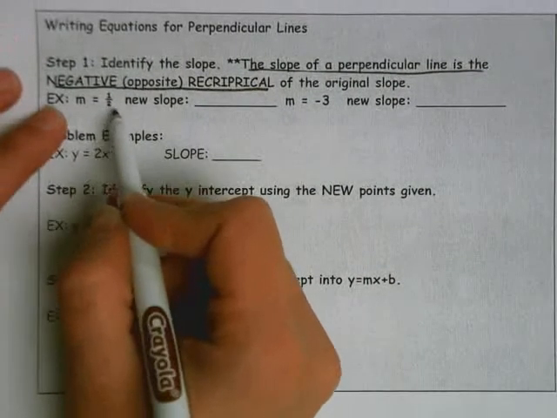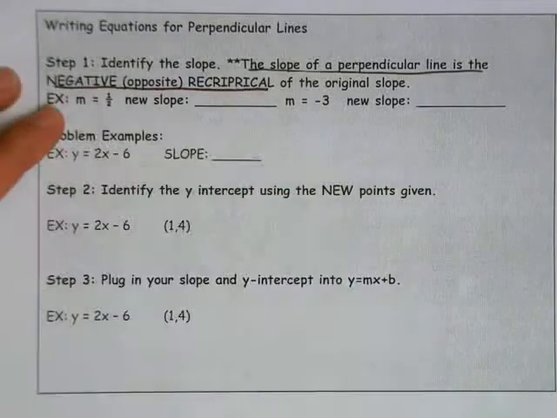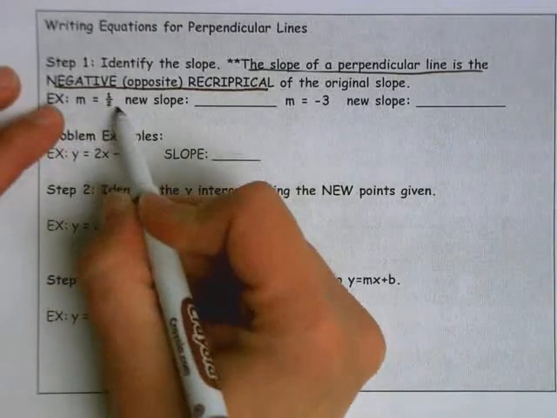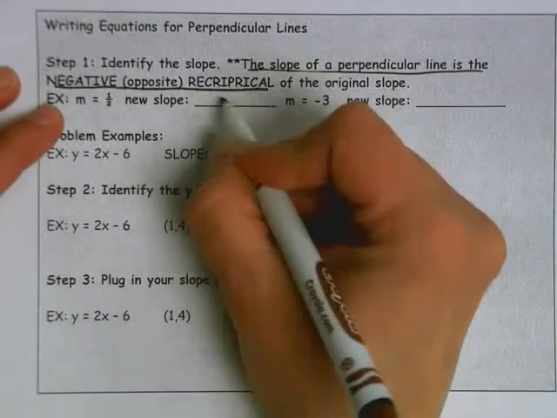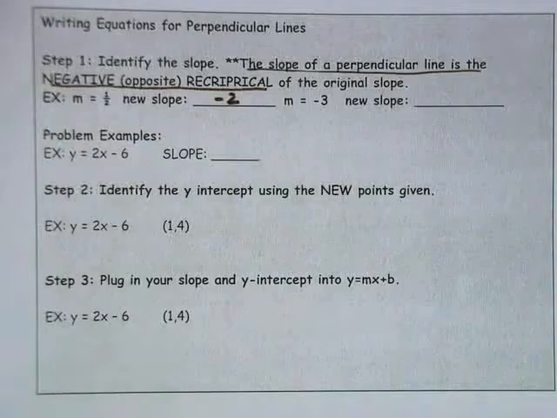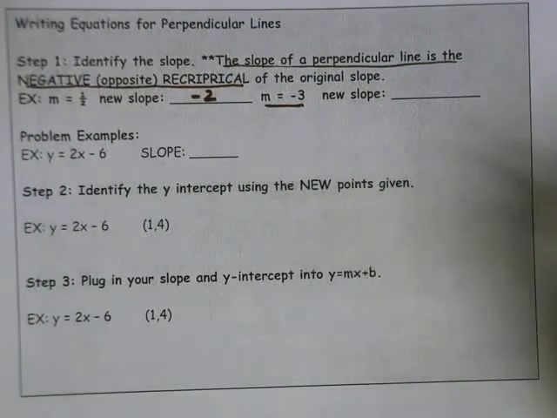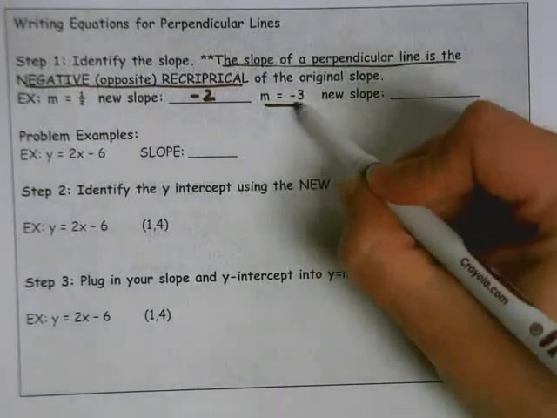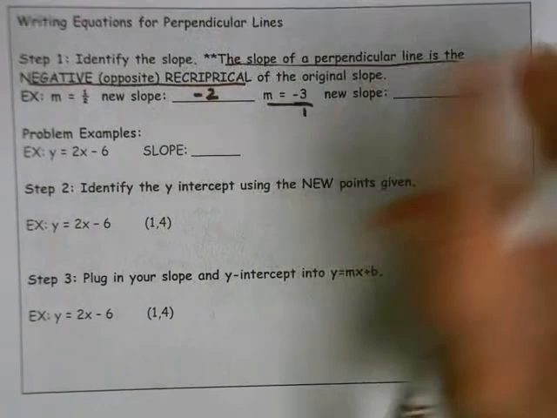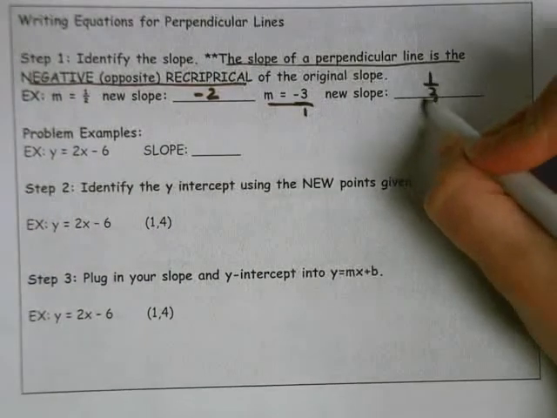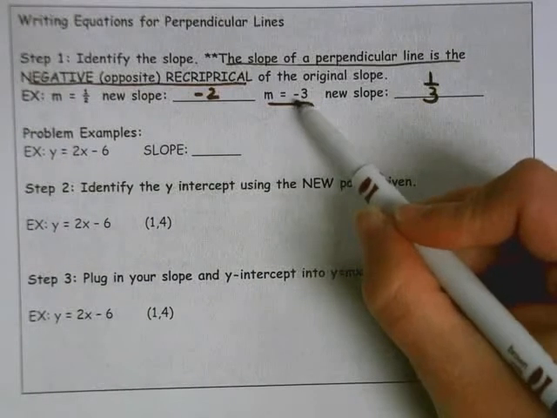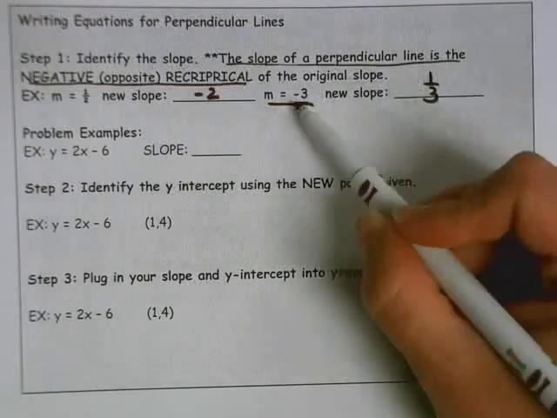What's the negative flip reciprocal of that? 1/2 would be 2 over 1, and we'd make it negative, so -2. What if we started with this, -3? What would the negative reciprocal of that be? Well, -3 is -3 over 1, so it would flip, and it would be 1 over 3. And it's already negative, so to make it negative again, we'd have to do the opposite.